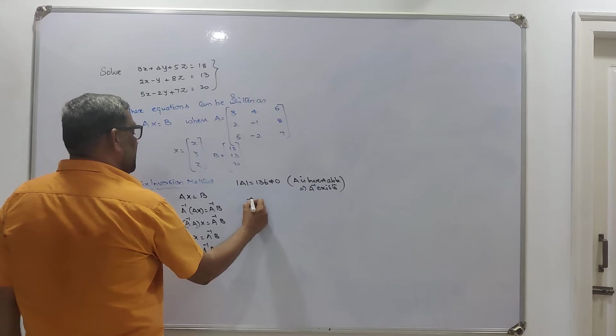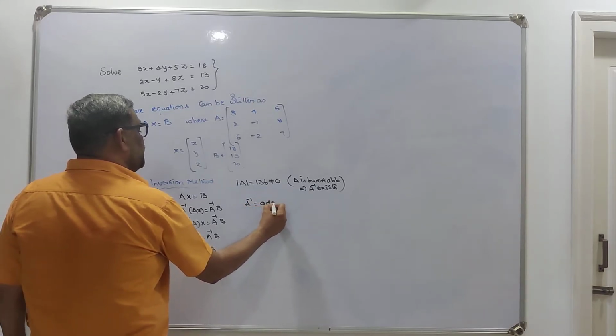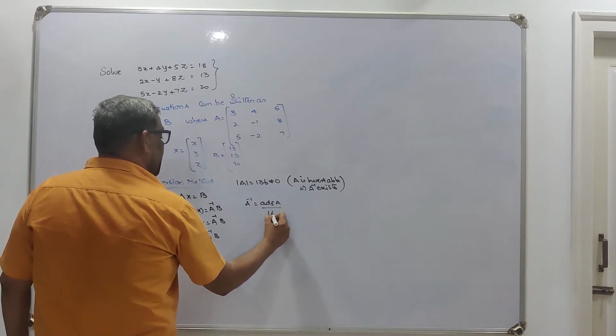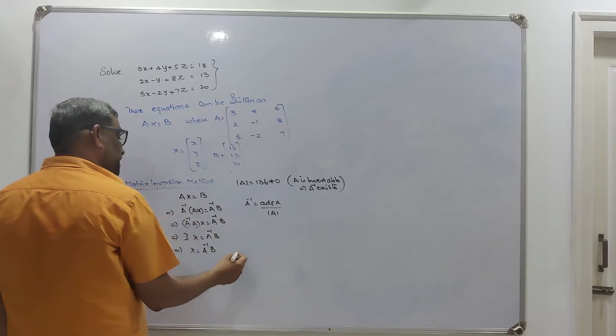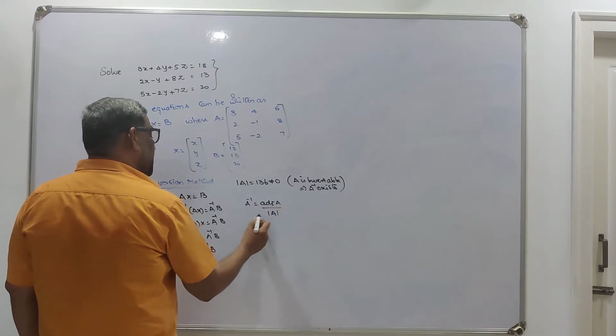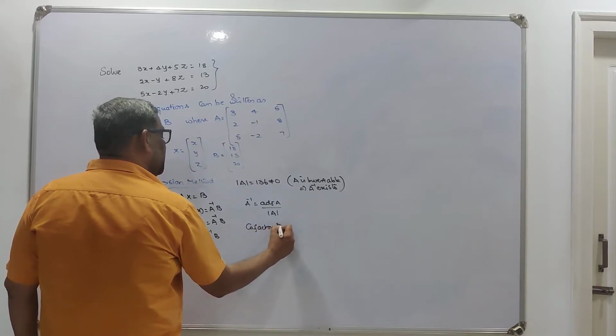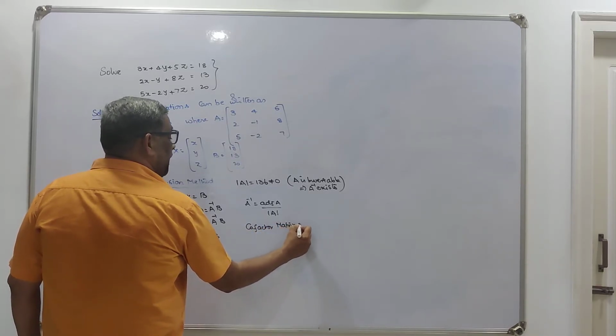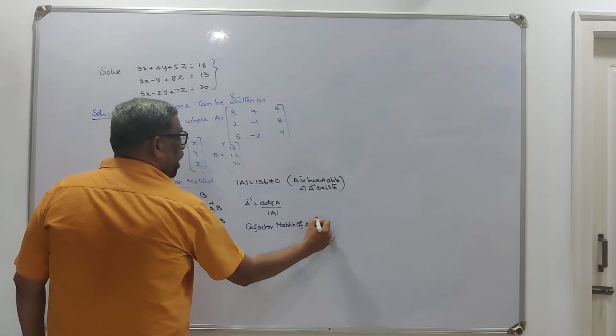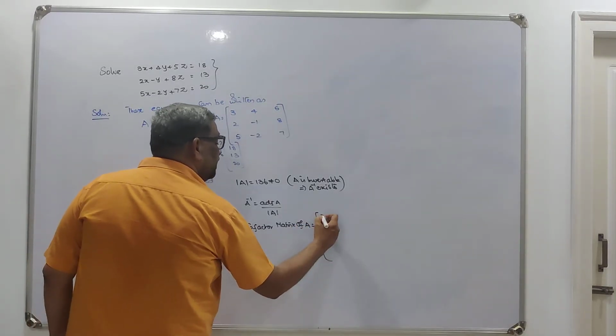What is meant by A inverse? Adjoint A by det A. We already know det A. Now we will find out adjoint A. For that we will find out the cofactor matrix of A. How to find out the cofactor matrix?